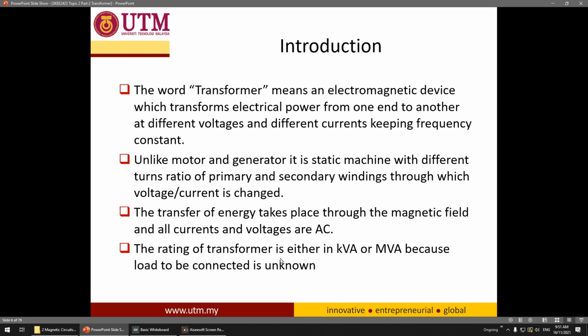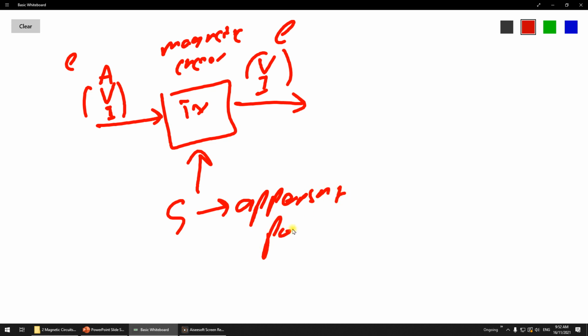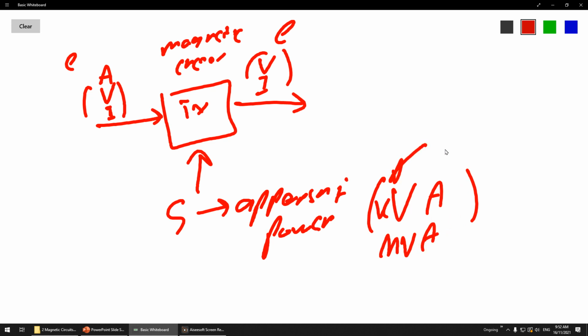And the rating for transformer is either in kVA or MVA, because the load connected is unknown. So basically, if you want to know the size of the transformer, you look at the S. Okay, S is apparent power. Don't be confused with reluctance because you just learned about reluctance. It uses the same symbol, but for this case it is apparent power, so the unit is VA. But for transformer we usually use kVA or MVA. kVA is much smaller.